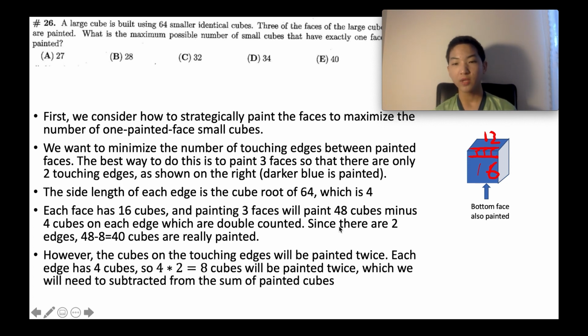However, the cubes on the touching edges will have 2 of their faces painted. So then we have to subtract them again to completely remove them from the cubes that we have painted. So once again, we have to subtract 8 from our sum of 40. So our final answer will be 32.